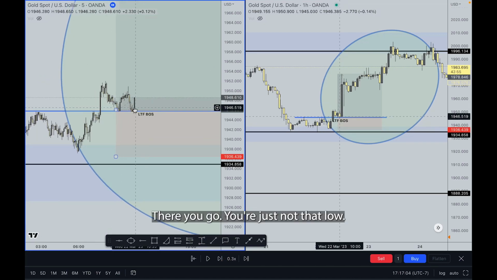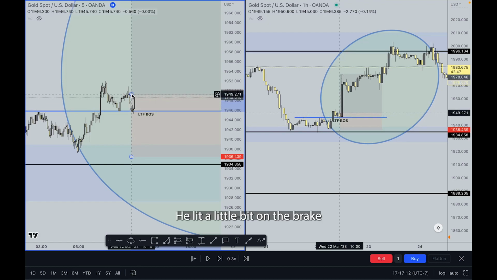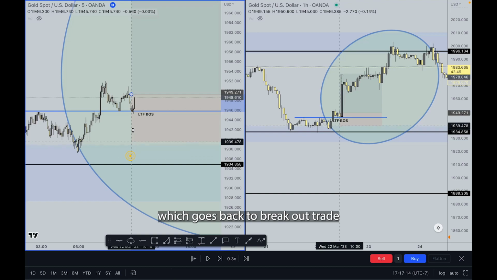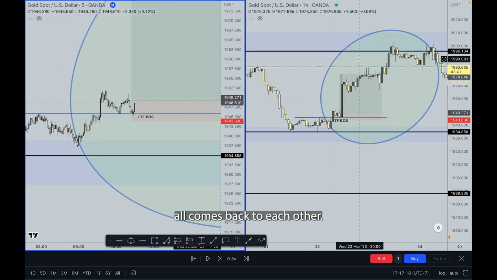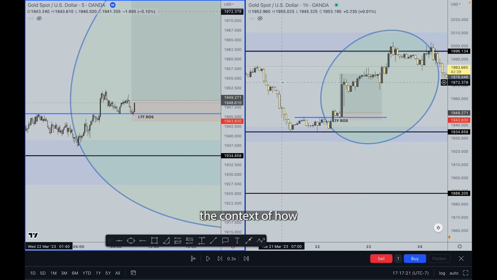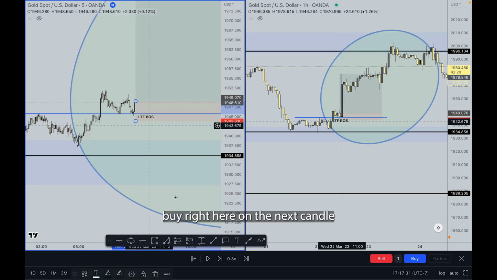Right. There you go. You would have sniped that low if you could have bought on that support. If not, okay, although it's very ideal to get those wick entries, you literally could have bought on the break right here as well, which comes back to a breakout trade or break of structure trade. You know, it all comes back to each other. It's just understanding the context of how to apply these certain setups to the situation in the market. Buy right here. Let's move this over some. Buy right here on the next candle.